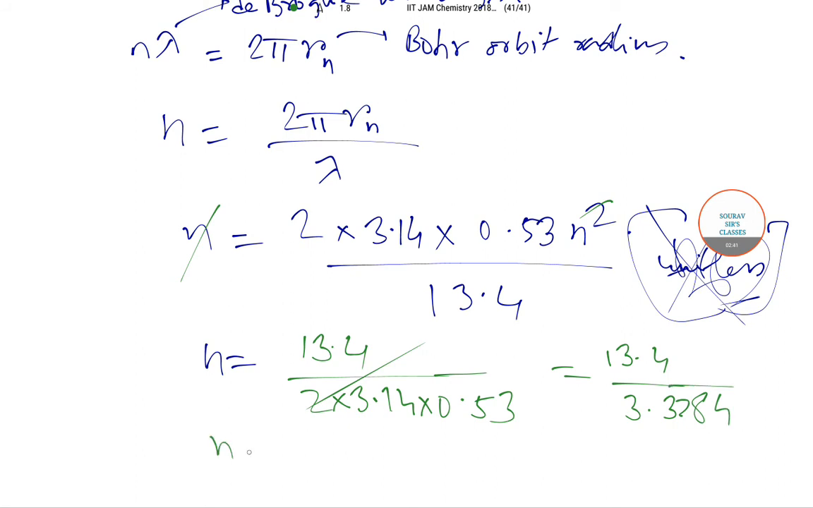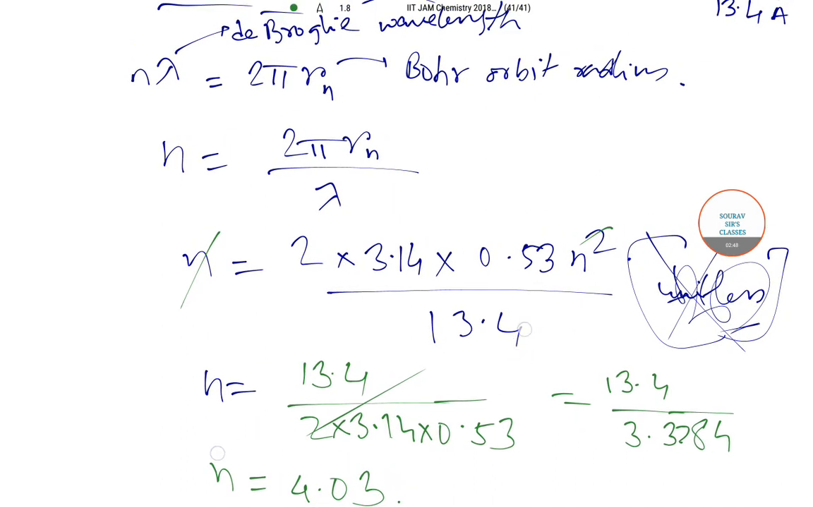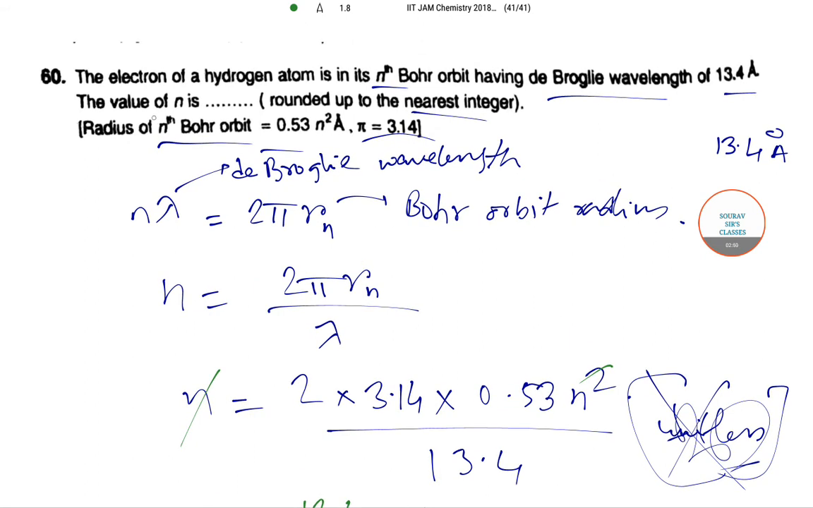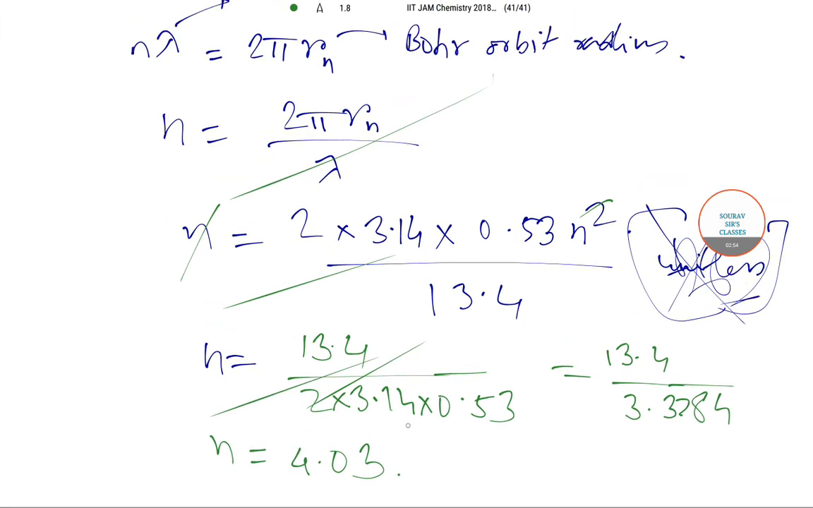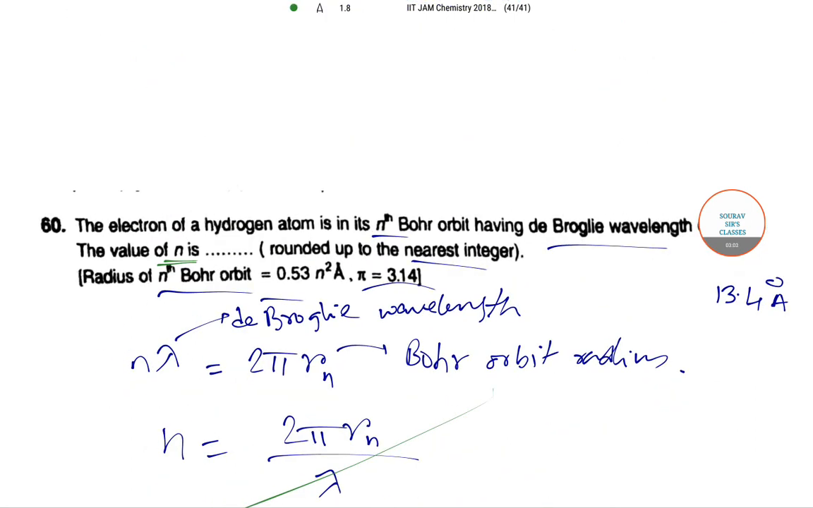So n will come out as 4.03, and since we have to round it up to the nearest integer because n is always an integer, the nearest integer to this quantity will be 4. So this is approximately equal to 4. So the value of n will be 4. N equals 4. This is the answer. Thank you.